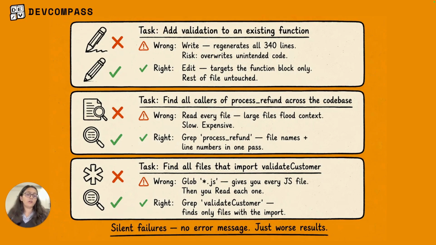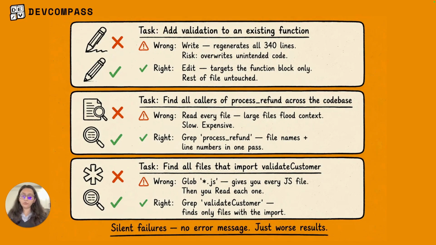Write would be a wrong approach, because it will read the whole file into memory, regenerate all 340 lines, and write everything back. What is the risk? Anything that Claude doesn't perfectly reproduce from the original is overwritten. So the right tool would be edit. Target the specific function, replace only those lines, and the rest of the file remains untouched.